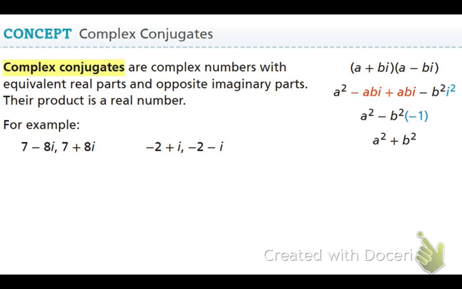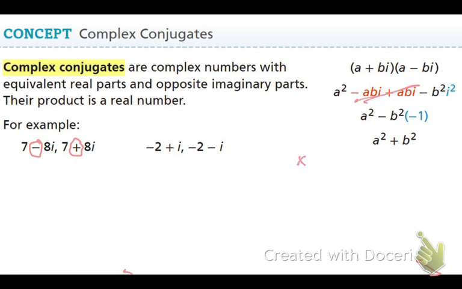So examples of complex conjugates are 7 minus 8i, 7 plus 8i. Negative 2 plus i, negative 2 minus i. What sign do you notice changing? Is the leading sign changing? No, it's the sign in the middle. If the leading sign changes, your middle term will not zero out. The middle term should always zero out.